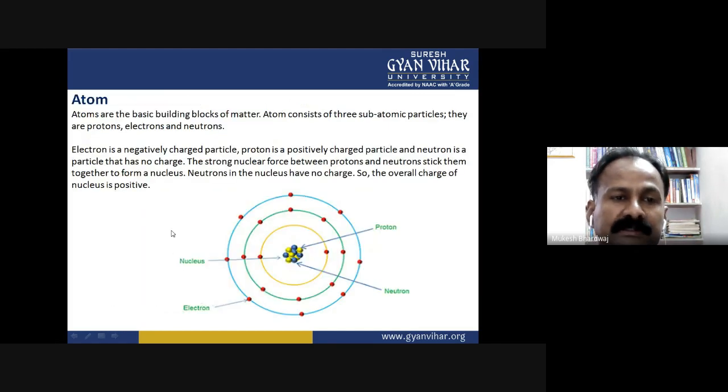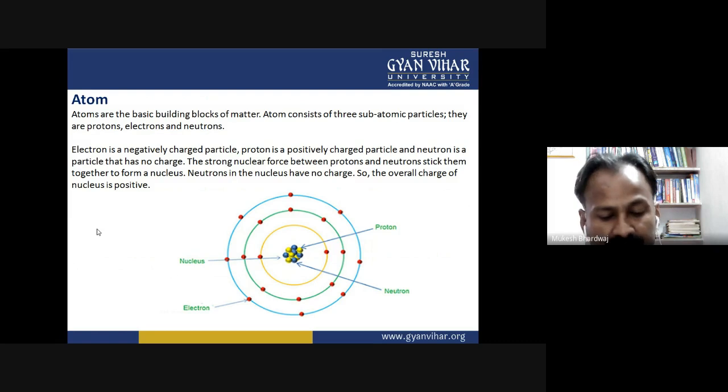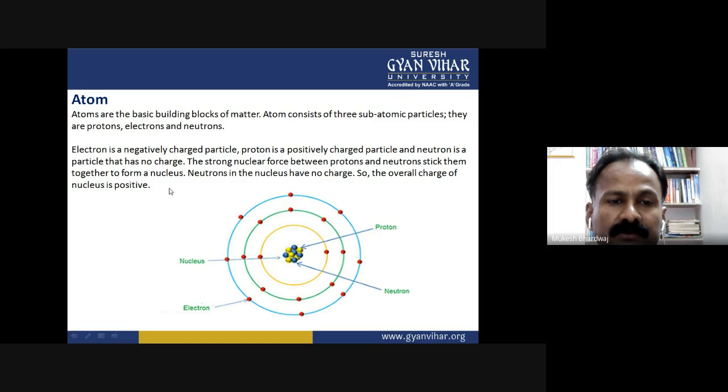Now, this is the small concept or small theory related to atoms. Atoms are the basic building blocks of matter. An atom consists of three subatomic particles: protons, electrons, and neutrons. An electron is a negatively charged particle, a proton is a positively charged particle, and a neutron is a particle that has no charge. The strong nuclear force between protons and neutrons sticks them together to form a nucleus. Neutrons in the nucleus have no charge, so the overall charge of the nucleus is positive. We all know about the atomic theory.